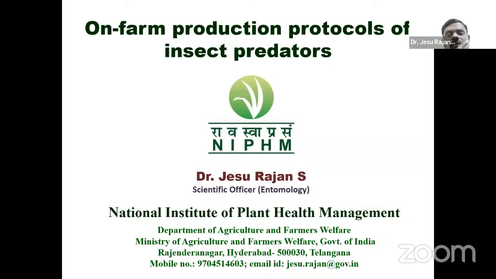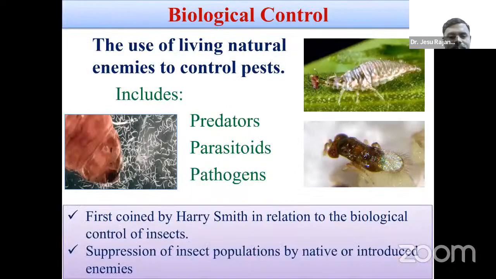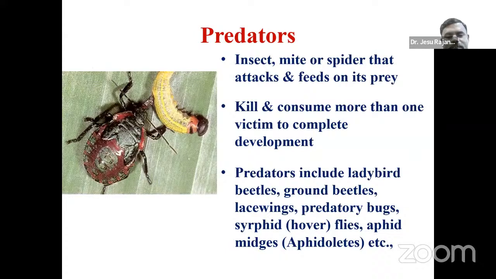So first, now I'm going to explain about the mass production technique of insect predators. I think the introduction is not required. Everyone knows about biological control. What is biological control? Insect predators, parasitoids, pathogens, everything maybe they know from the introduction. So directly I skip some slides. Directly I'm going for predators only.